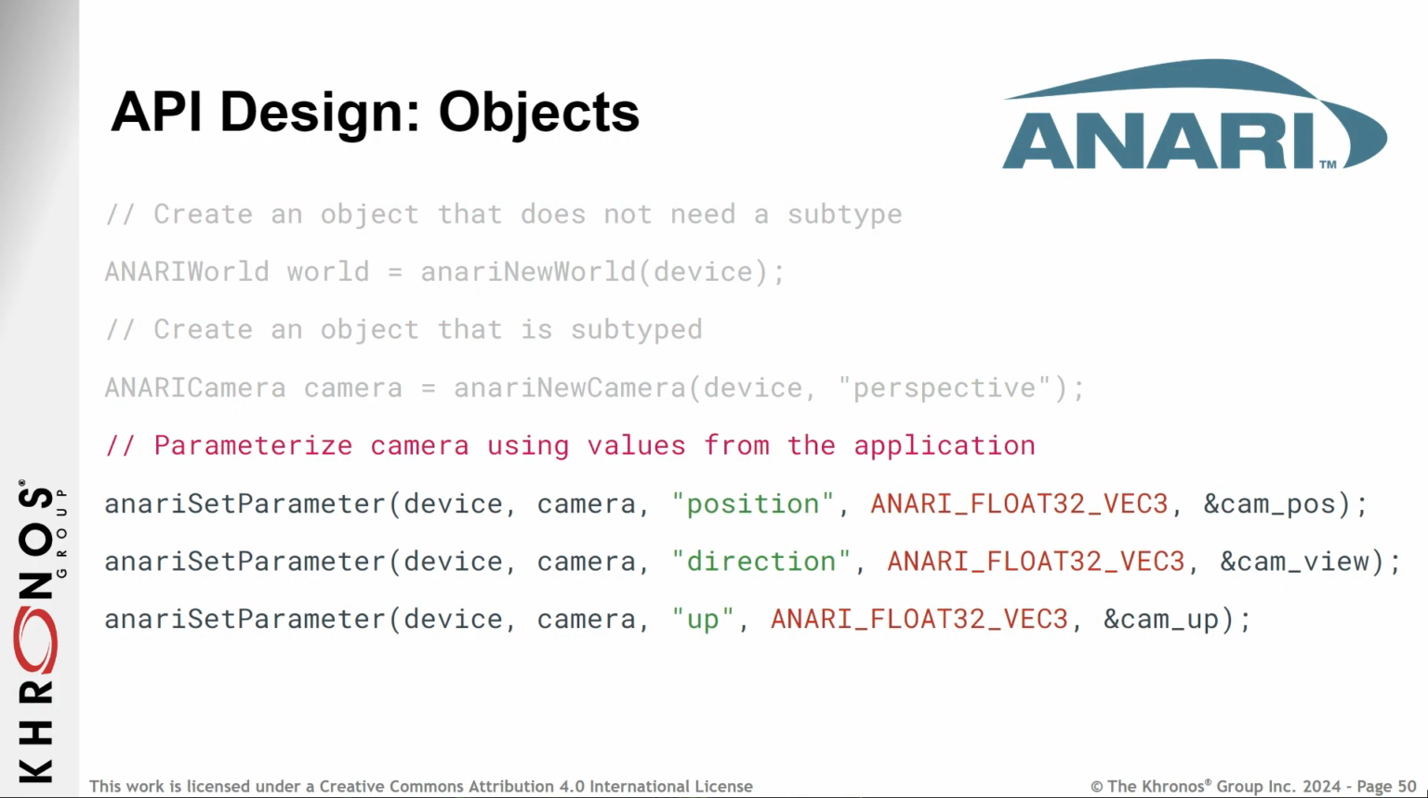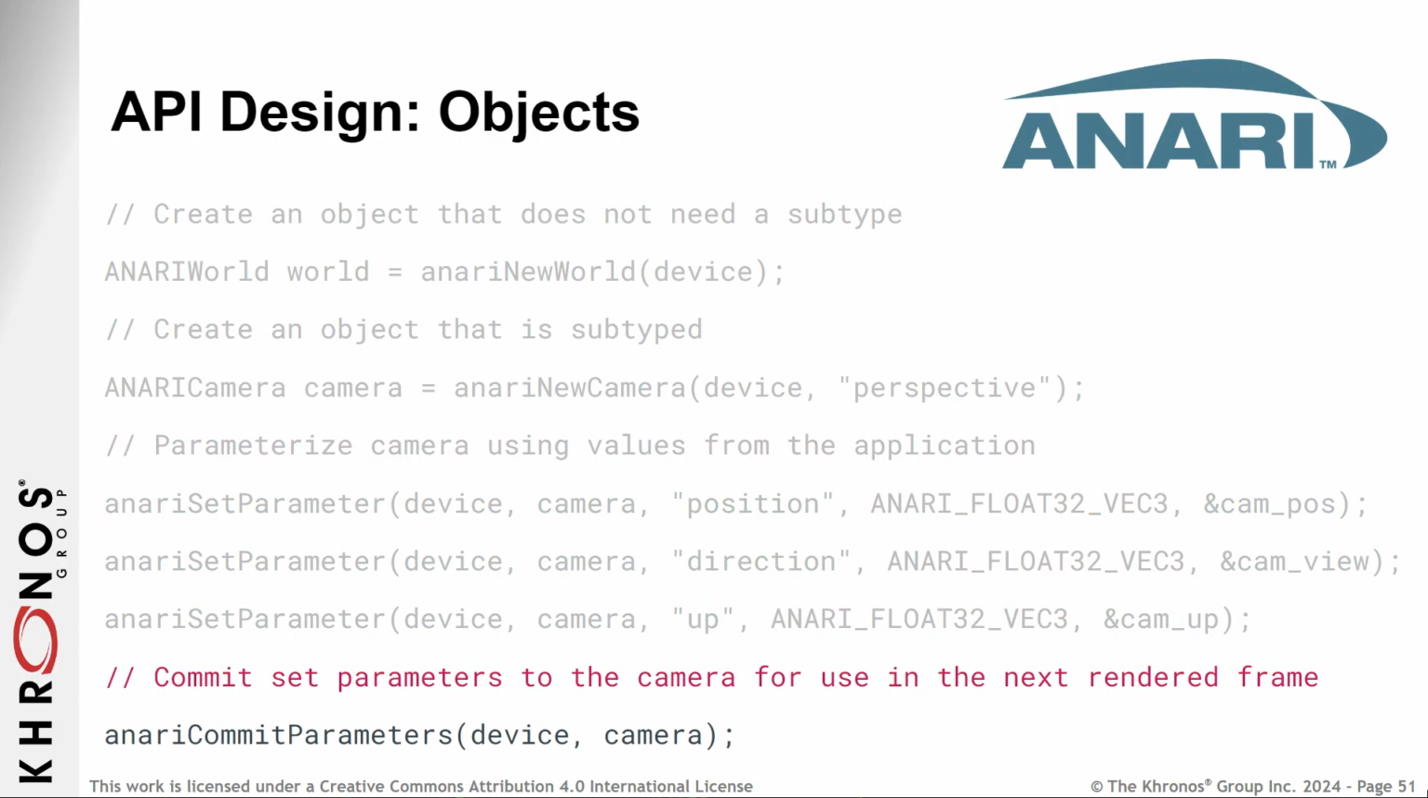So looking at setting parameters, hopefully this is easy to reason about. You have the device implementation you're talking to, the object, like a camera here that you're wanting to parameterize, the name of the parameter you're setting, and then the type and a pointer to that type that it will memcpy from after that call is over. So that's how you set some camera parameters. And then of course, to actually have those show up in the next frame, you commit your object and then move on to other things.